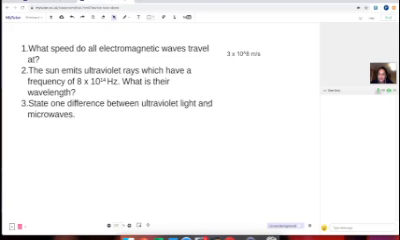The second part of the question gives a statement. The sun emits ultraviolet rays which have a frequency of 8 times 10 to the 14 hertz. We know that ultraviolet rays are a form of an electromagnetic wave. So we can apply the speed, 3 times 10 to the 8, to this question. The question actually asks, what is their wavelength?